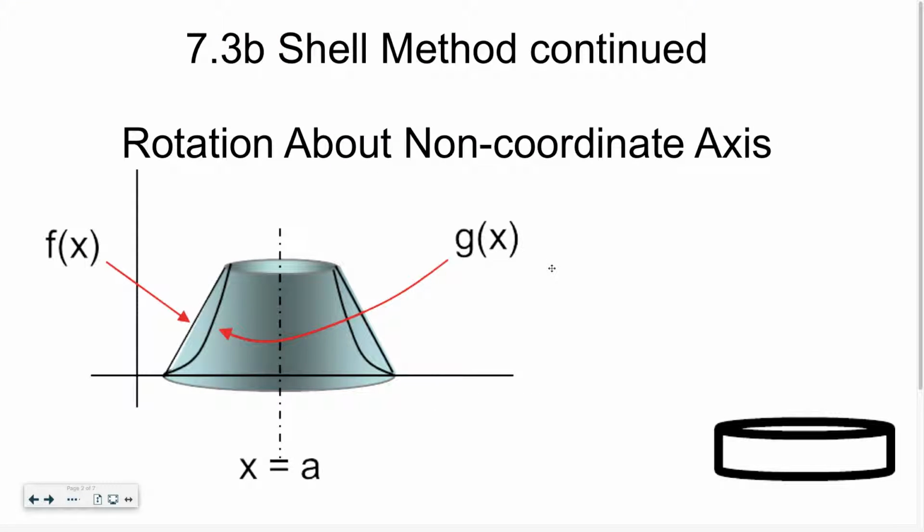So we need to continue our discussion about the shell method, but what happens when we're rotating about a line that is not the x-axis or the y-axis? What is that going to affect? Is it going to affect the height of our shell? No. The height of our shell is based on the rectangle that we draw in there. That is not going to be affected. What it's going to affect is the radius. And the radius is always going to be the distance that rectangle is from the axis of rotation.